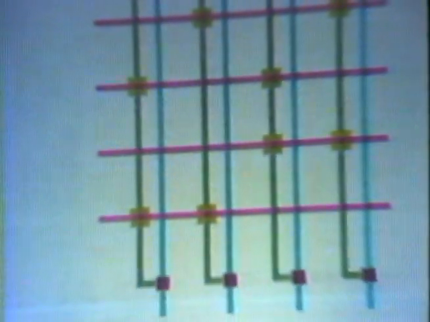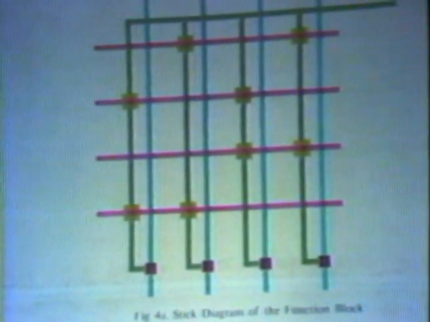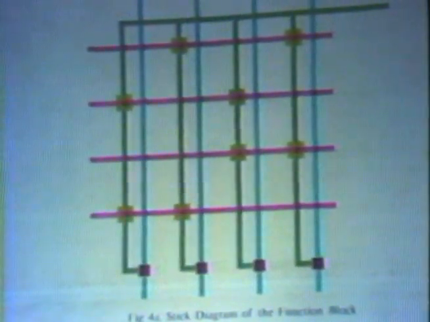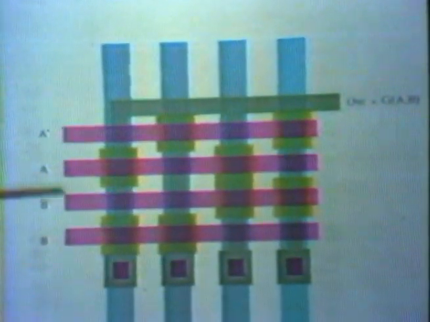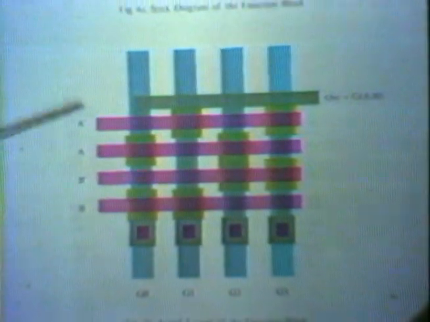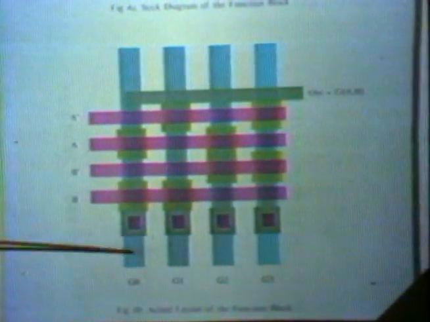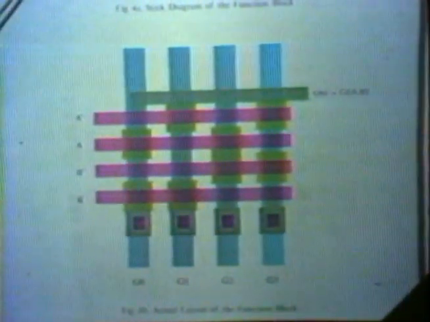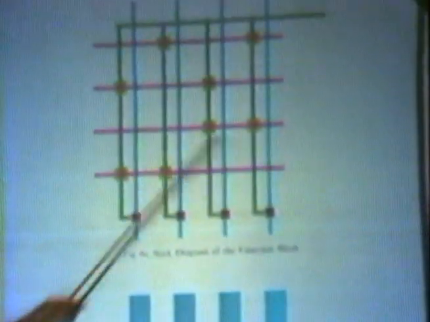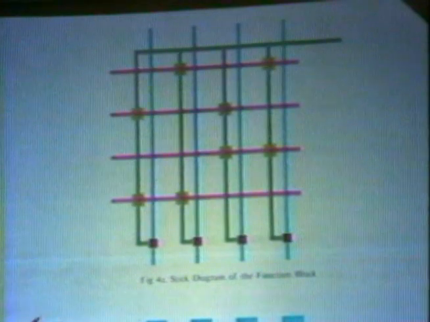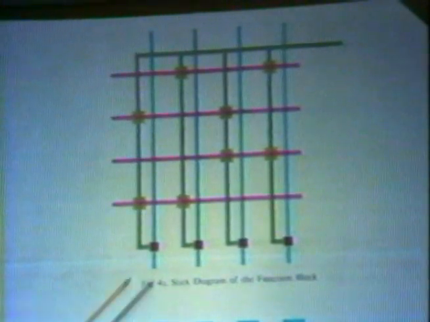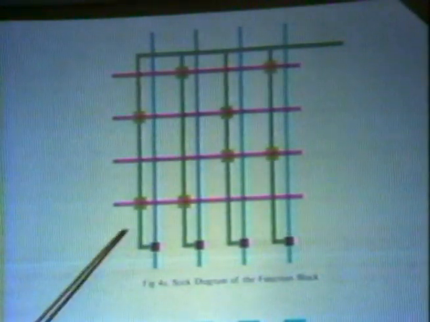Just reviewing quickly the functional block, this is obviously very similar to, or the same as, what we've been looking at for the last day and a half. I just wanted to make sure that everybody understood that these lines, let me point them out up here, these lines are all output lines from the microcontrol word and determine the function of each particular function block at a particular time.